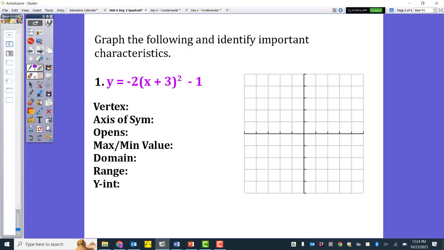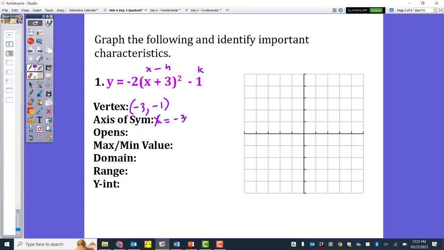So this first one, we have x plus 3. So remember, this is x minus h. So that means to get a positive there, h would have to be negative. So this is negative 3. And then k is over here, negative 1. Axis of symmetry is just the x value of the vertex. So x equals negative 3.